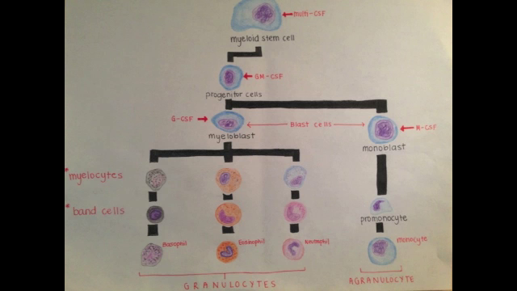As mentioned before, the progenitor cell also matures into a monoblast, which matures into a pro-monocyte and eventually an agranular monocyte through M colony stimulating factor. The M colony stimulating factor stimulates the production of monocytes.